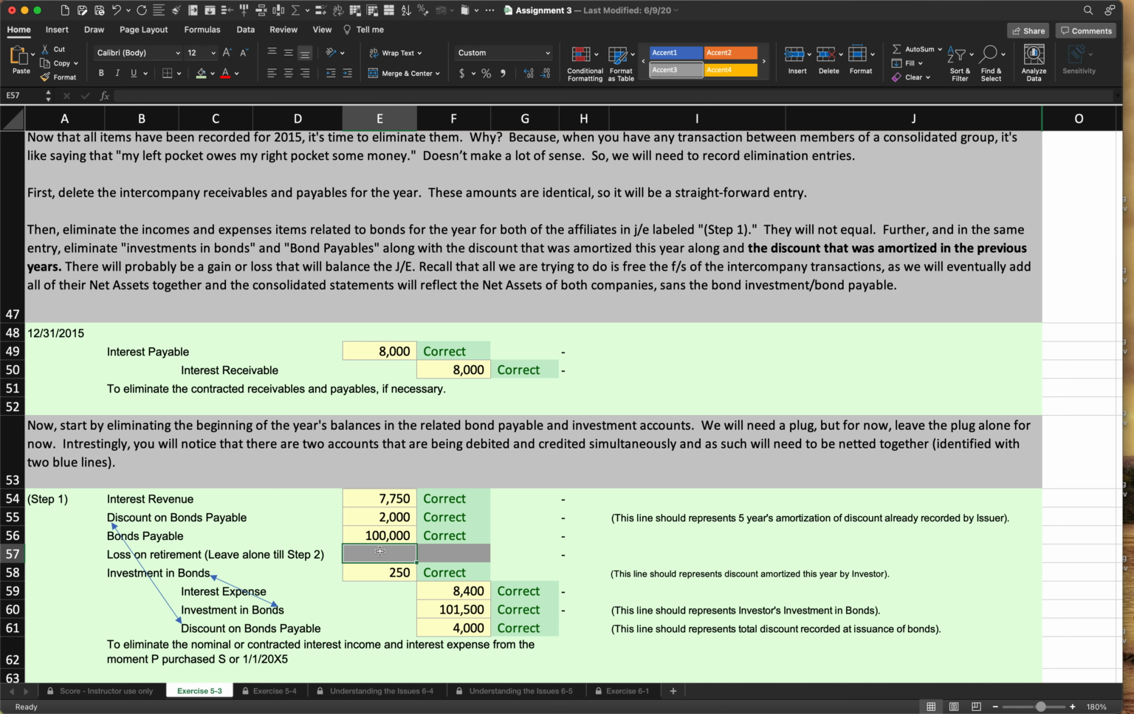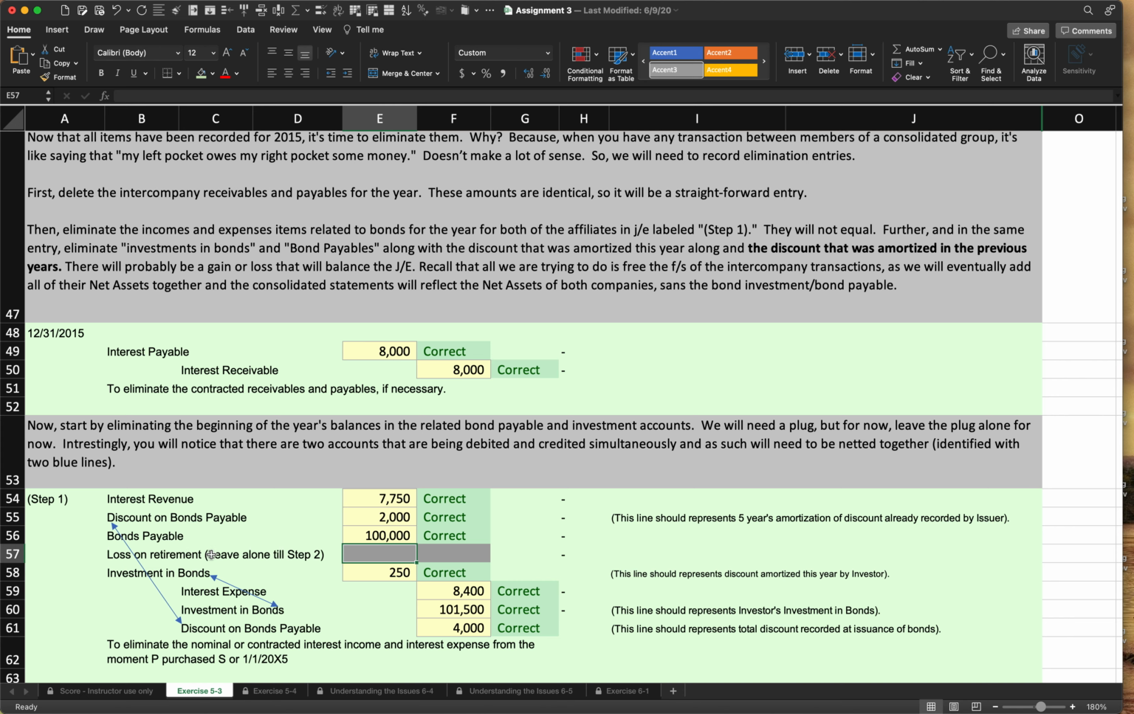So when we do the elimination of these intercompany transactions, what we're really saying is that we are retiring these bonds, let's just say, and eliminating all associated entries with the bonds, so that we can free the financial statements of any transactions pertaining to bonds. And then we're going to consolidate the statements together as if there were no intercompany transactions, right? So that's where this loss on retirement will come in.